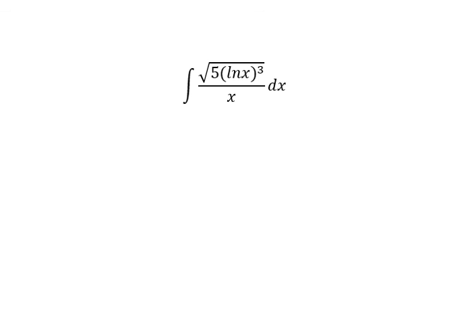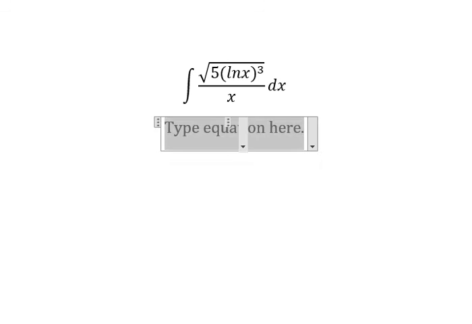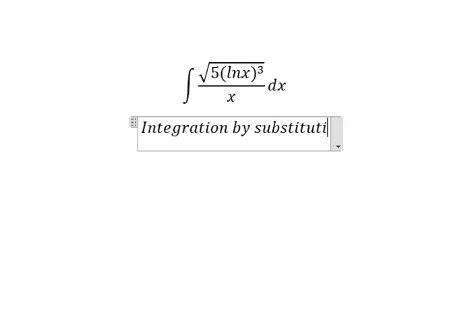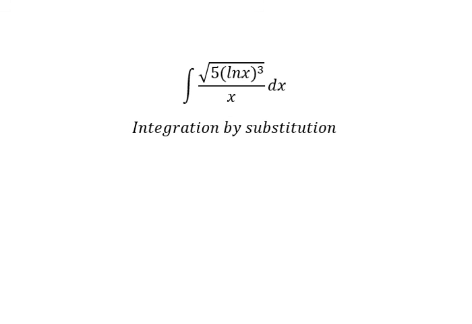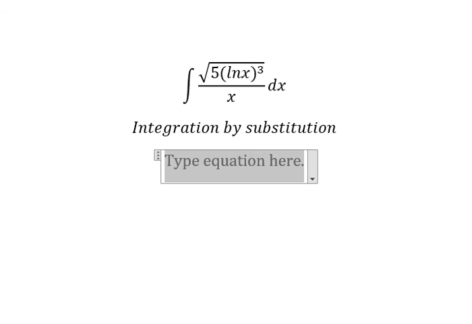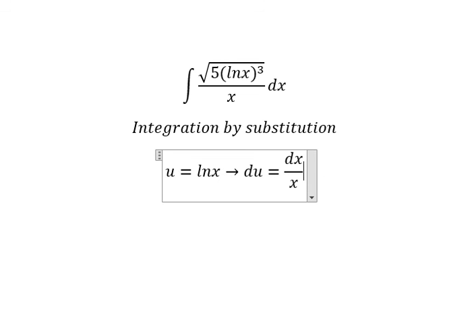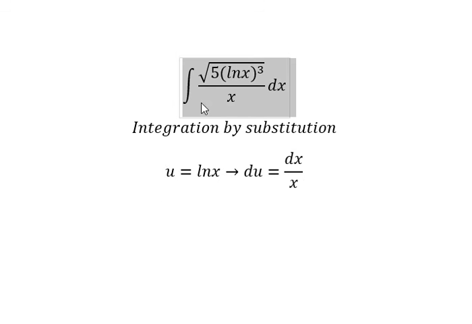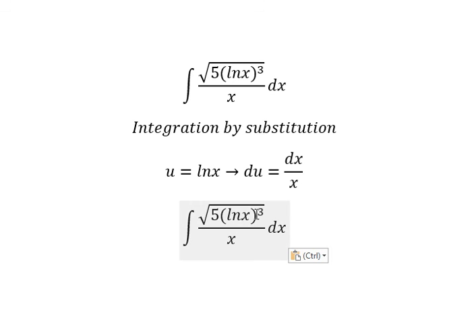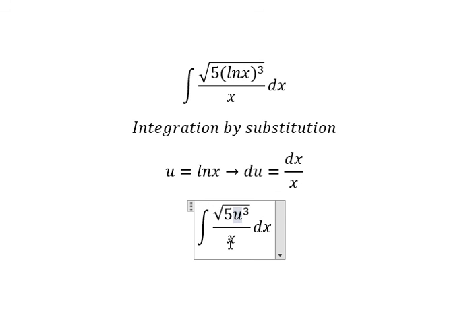I will put integration by substitution. So I will put u equals ln x. Later we need to do the first derivative for both sides, and we have like this. So this one we change for u. The dx over x we change for du.